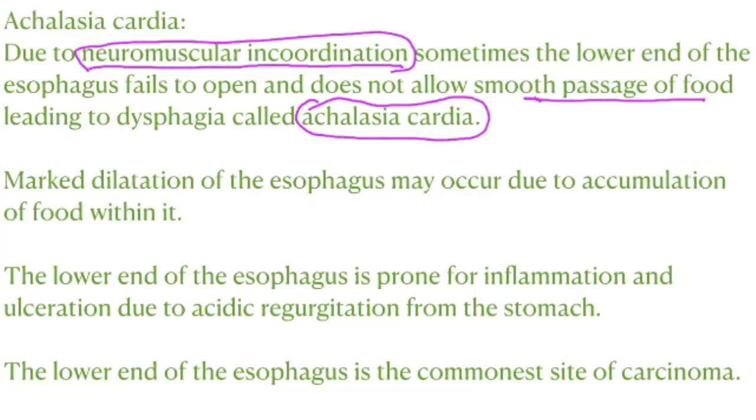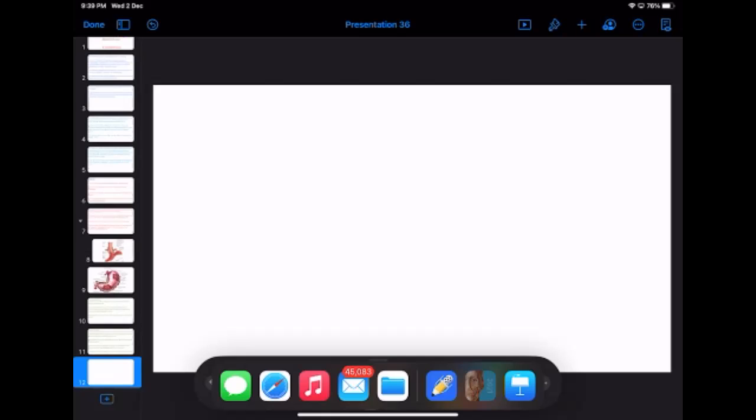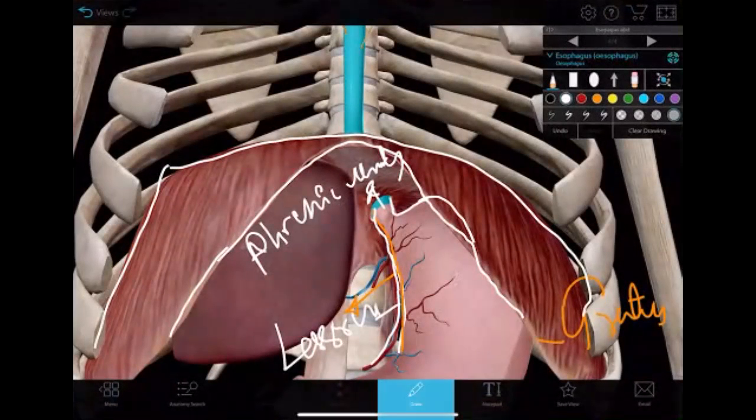The lower end of the esophagus is prone to inflammation and ulceration due to acidic regurgitation from the stomach. The lower end of the esophagus is also the commonest site of carcinoma. So in esophageal carcinoma, the lower end is the commonest site, and it is also prone to inflammation because of the acidic regurgitation from the stomach, right? So that being said, that's all about the abdominal part of the esophagus, right? Let me know if you have any doubts.